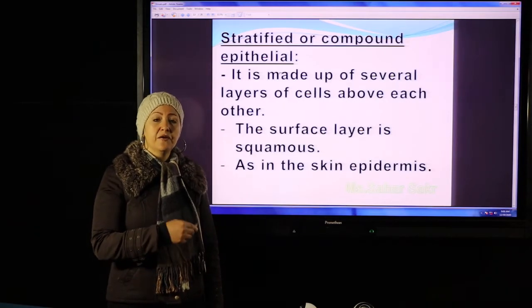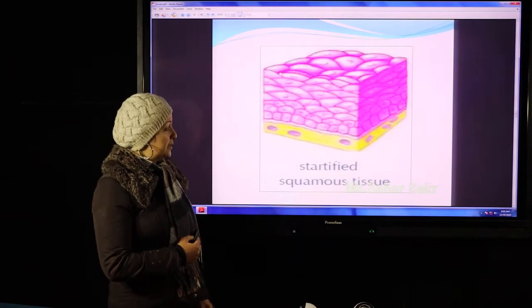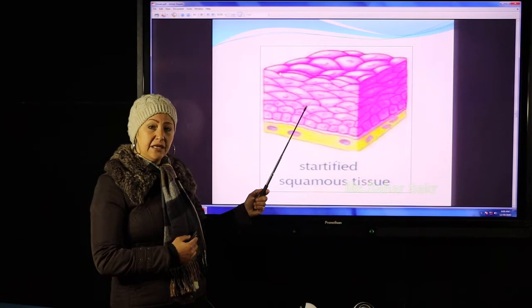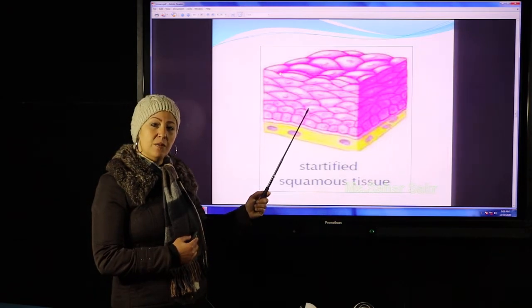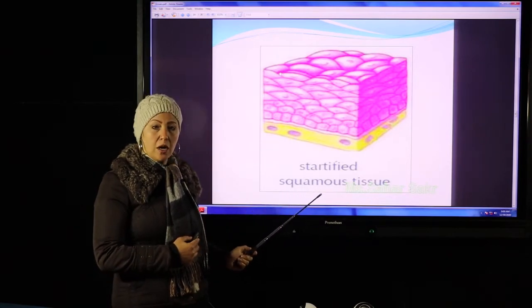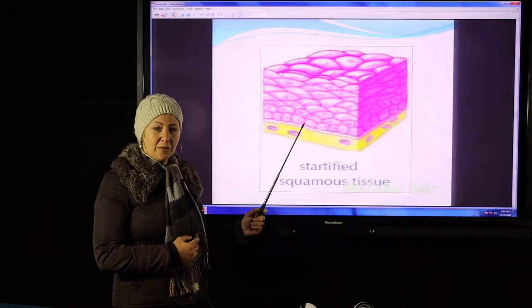Okay? Because it covers the whole body surface from outside. Okay? This is the shape of the stratified epithelial. Take care that the surface layer is a squamous shape. So we call this type of tissue stratified squamous tissue because the outer wall is squamous shape.